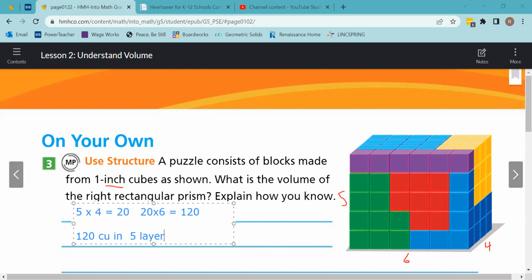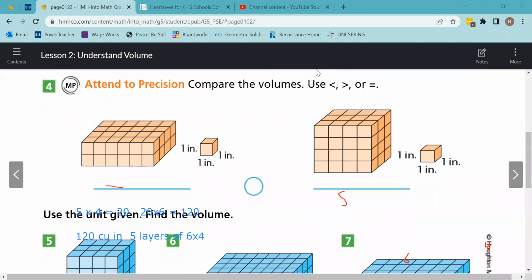So they'll say we have 5 layers of a 6x4 pattern. When you multiply all of it, that's how you get your answer. Number 4.